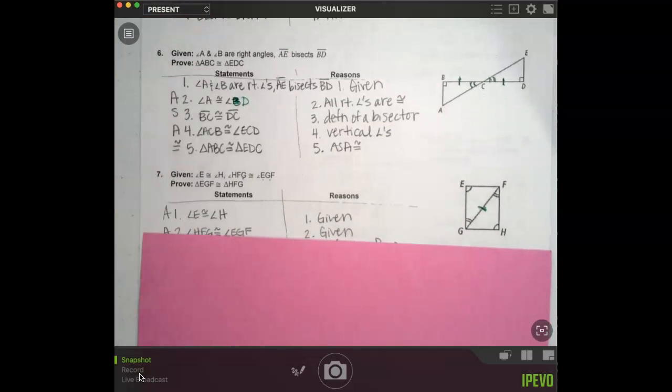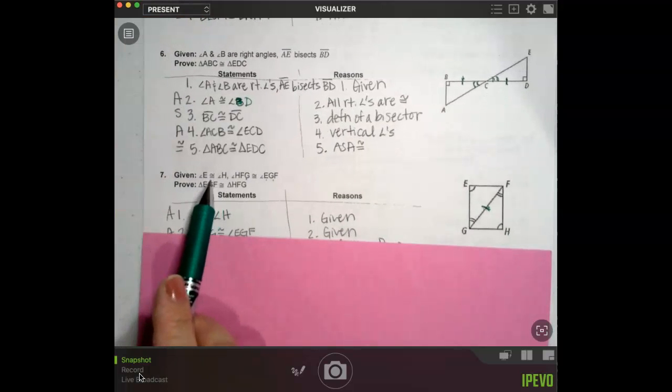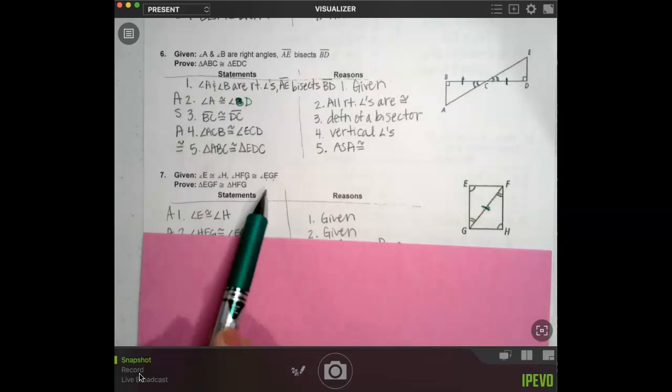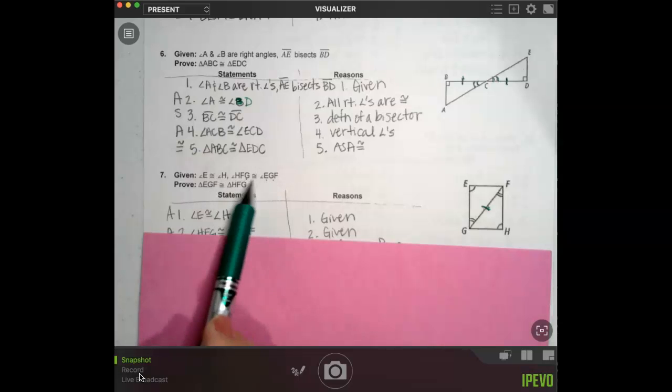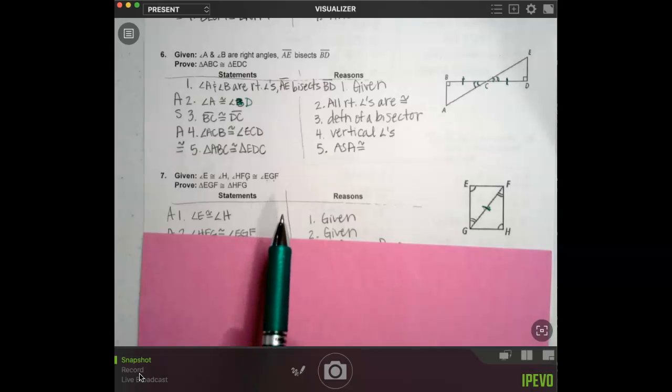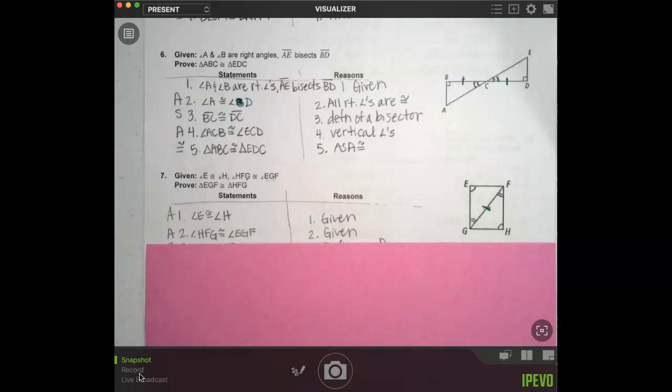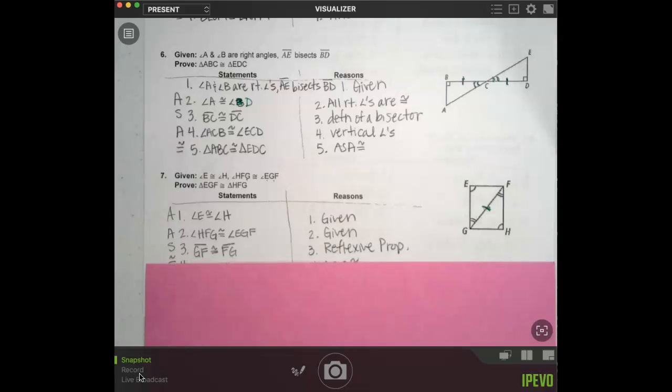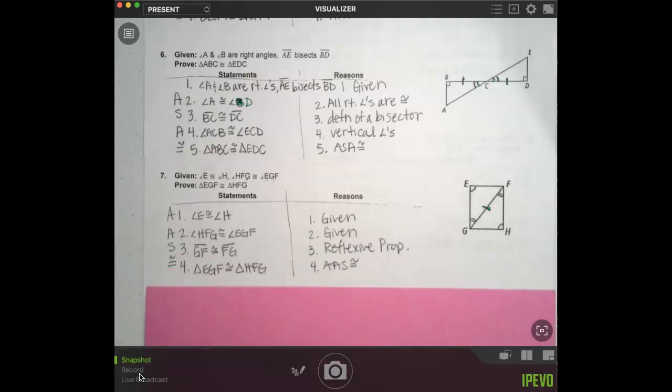First one, I know angle E is congruent to angle H because that was given right here. Second step, another pair of angles. HFG and EGF, they're congruent because that was given. And then we have our shared side, which is just reflexive. Again, you might have GF congruent to GF or FG congruent to FG. That is perfectly fine. And then last step, triangles are congruent. Okay, backside.